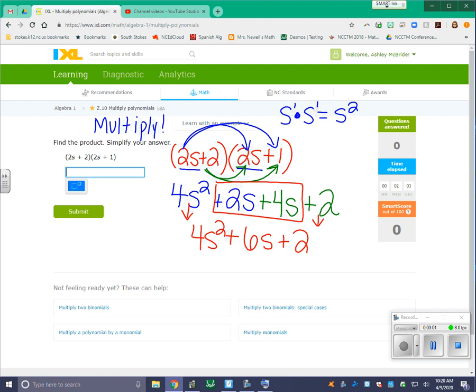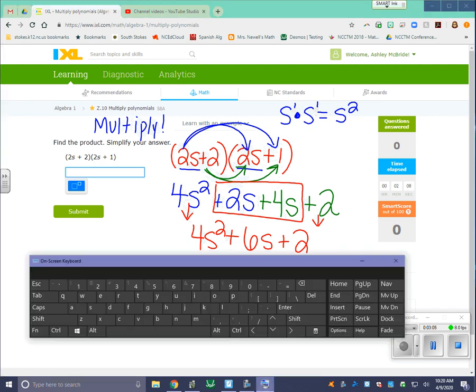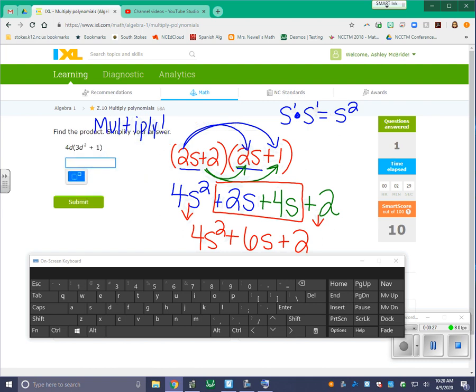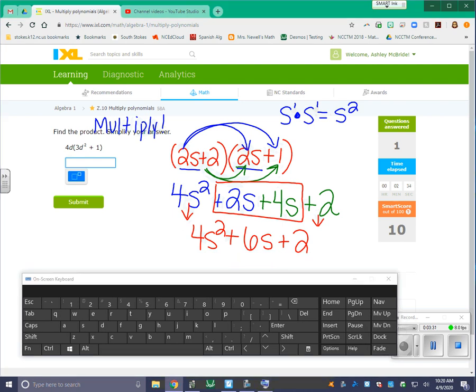And we're going to type our answer in. So pull my keyboard up. 4s, remember to do your exponent. You click the little blue button. Arrow out of it, or click out of it. Plus 6s plus 2. Your smart score will go up if you did it right. Okay.